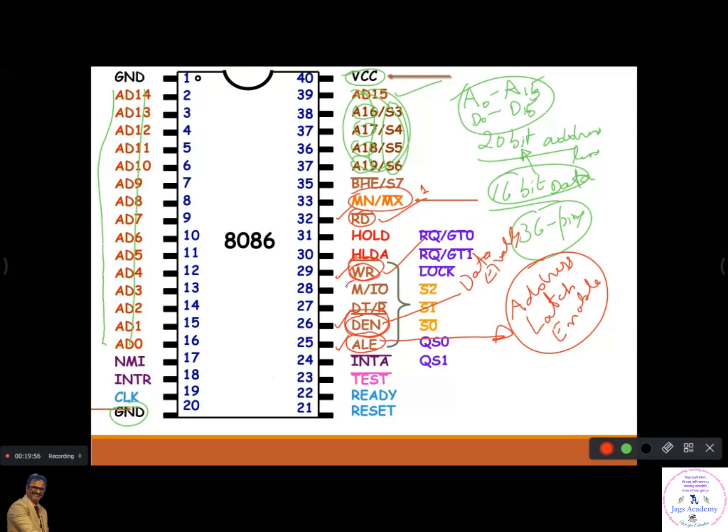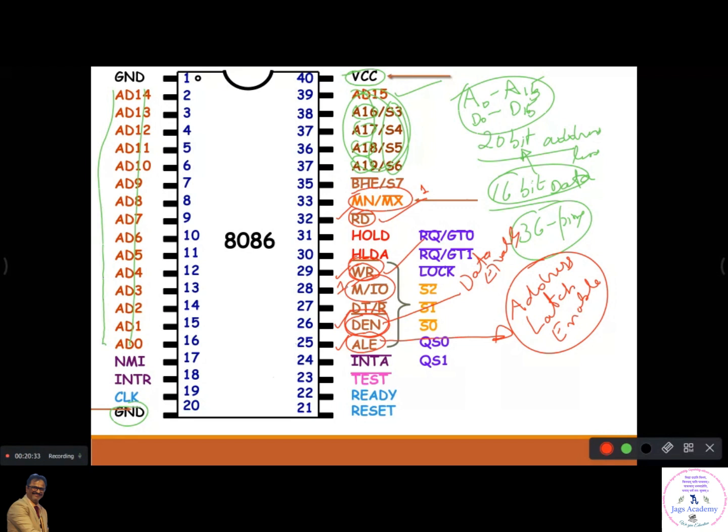There is something called M/IO bar. Okay, M/IO bar. What is this M/IO bar? See, you are connecting not only memory to the microprocessor, you are also connecting IO devices, right? The microprocessor reads data either from memory or from IO devices, right? So how does the microprocessor come to know that it is reading data from memory or IO devices? This signal tells. If this pin has 1, that means the microprocessor is doing memory operations, right?